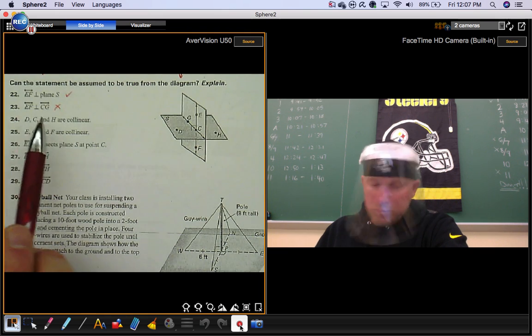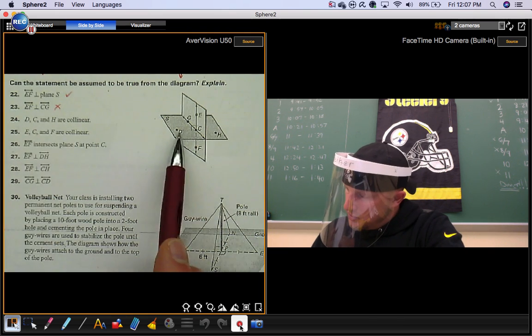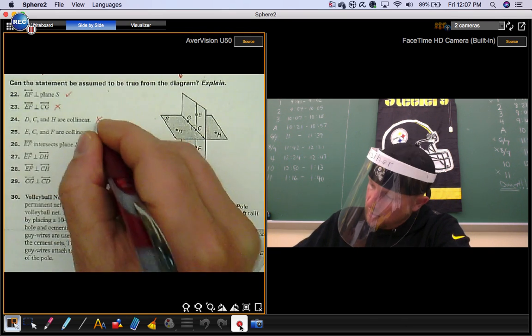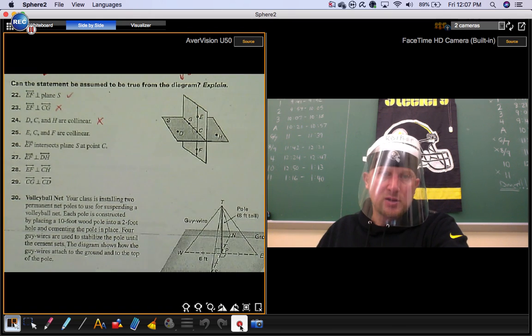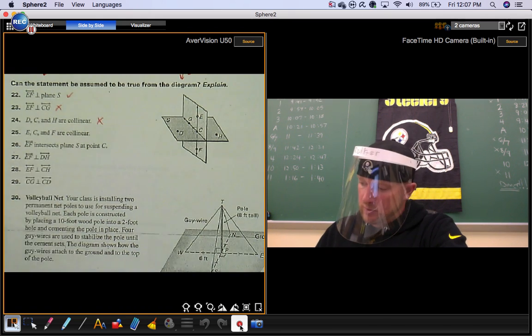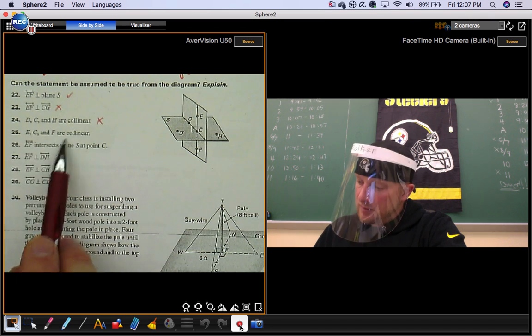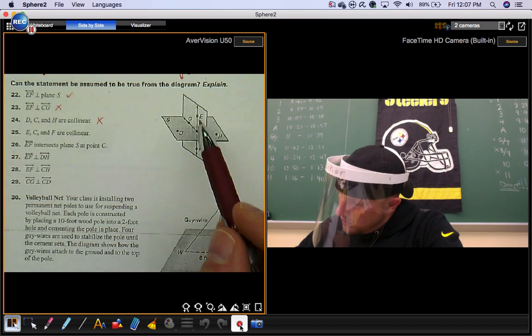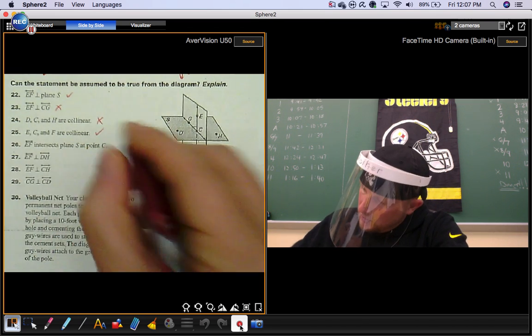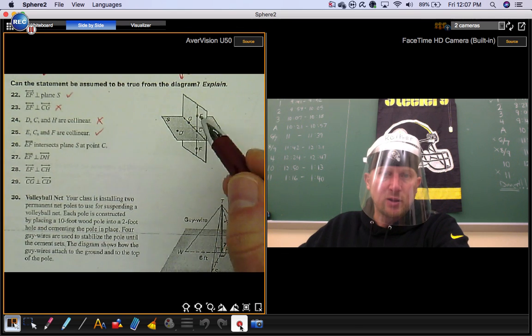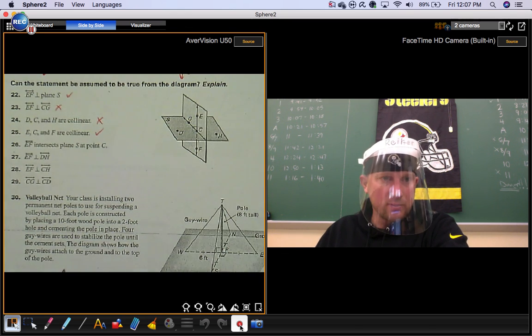Number 24, points D, C, and H are collinear. They're not connected with a line, so don't assume that you can connect them. Number 25, points E, C, and F are collinear. They definitely are. They're connected with a line. That's your explanation.